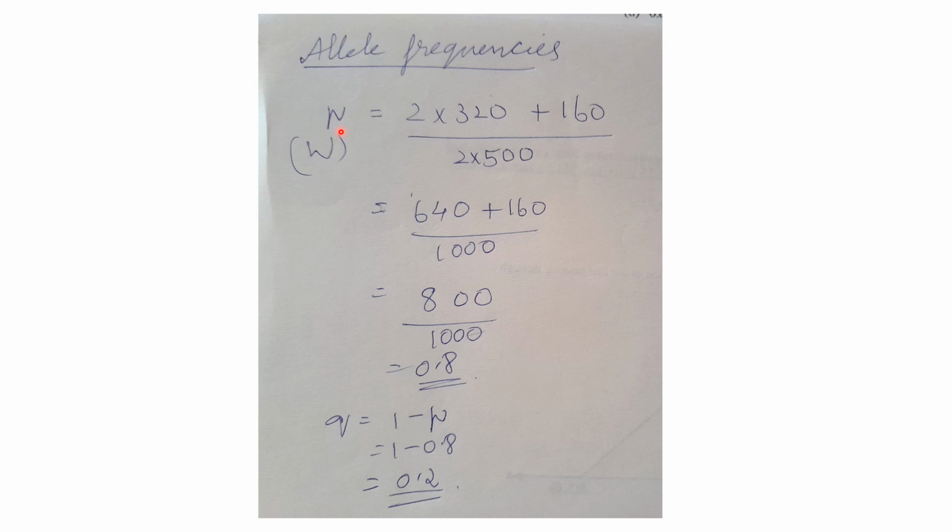Now allele frequencies. For p it is 2 into 320 plus 160, that is 2 into 320 of capital W plus 160 of capital W small w, divided by 2 into 500, you will get it as 0.8. q is 1 minus p, that is 0.2.